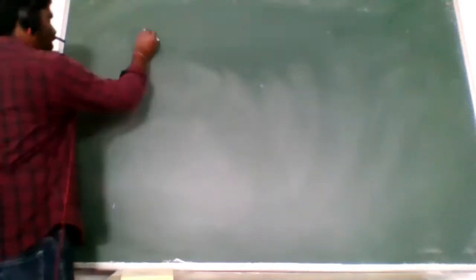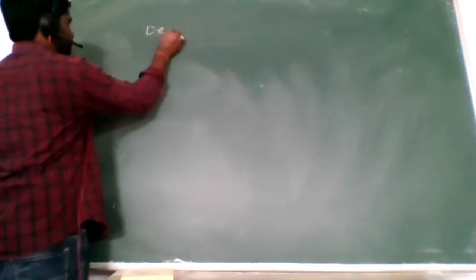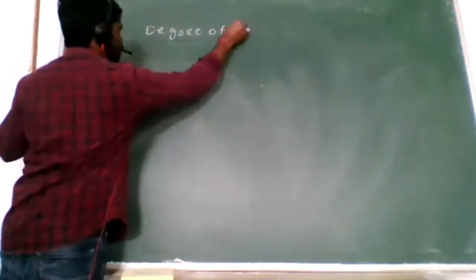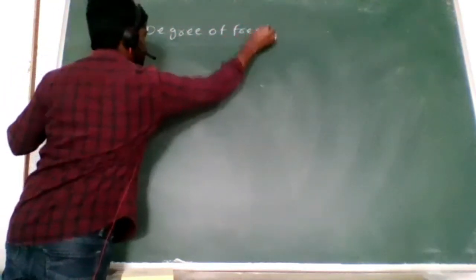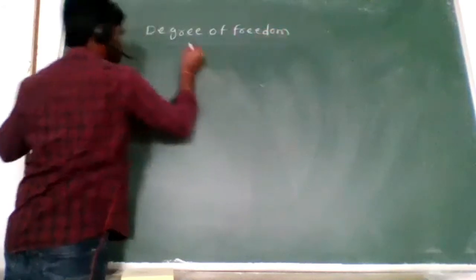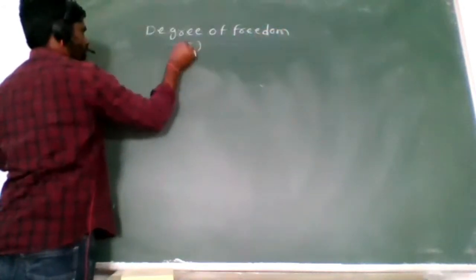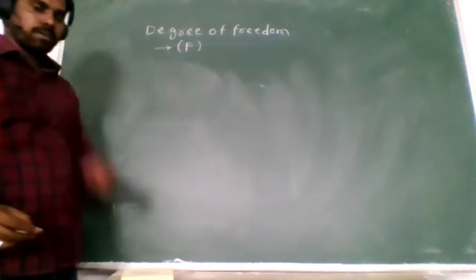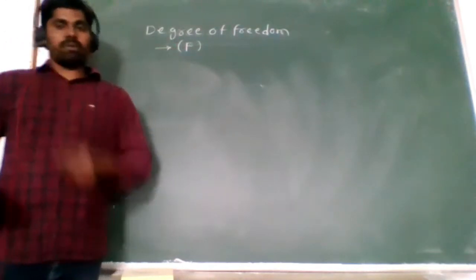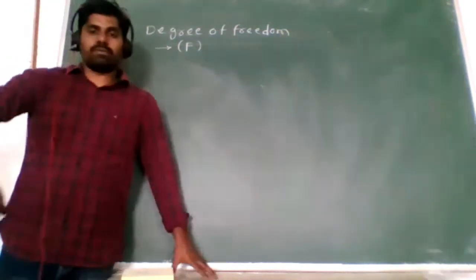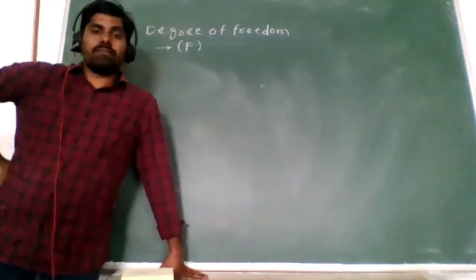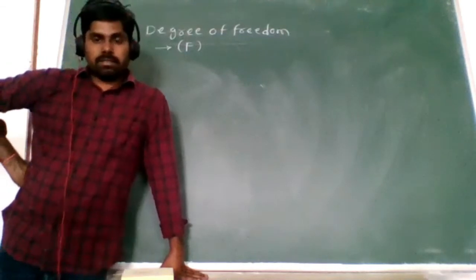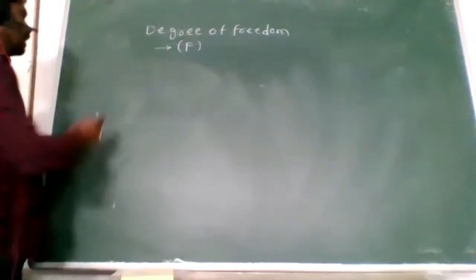Next, degree of freedom. So that is degree of freedom. We write F. We show it by the F. Look at here. The minimum number of independent variable factors.